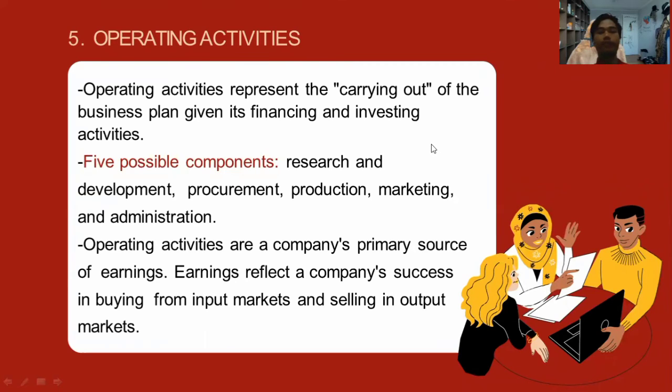Next is operating activities. Operating activities represent the carrying out of the business plan, given the financing and investing activities. Operating activities have five possible components: research and development, procurement, production, marketing, and administration. For your information, operating activities are a company's primary source of earnings. Earnings reflect a company's success in buying from the input market and selling in the output market.